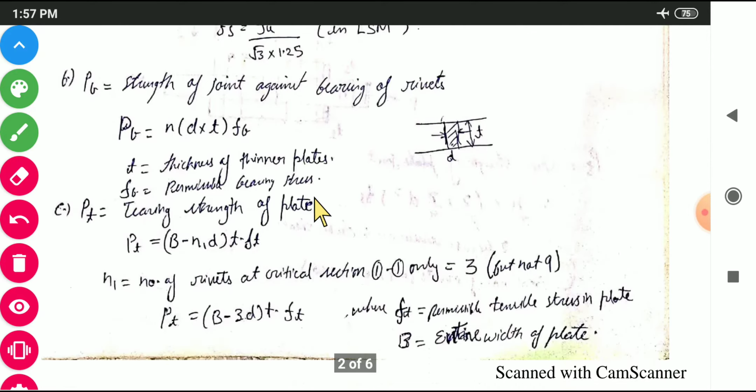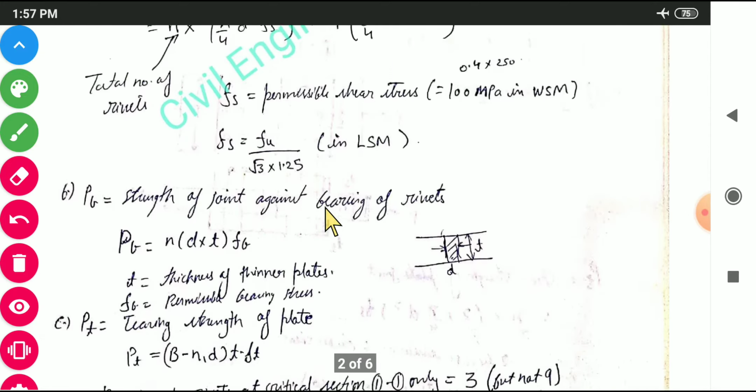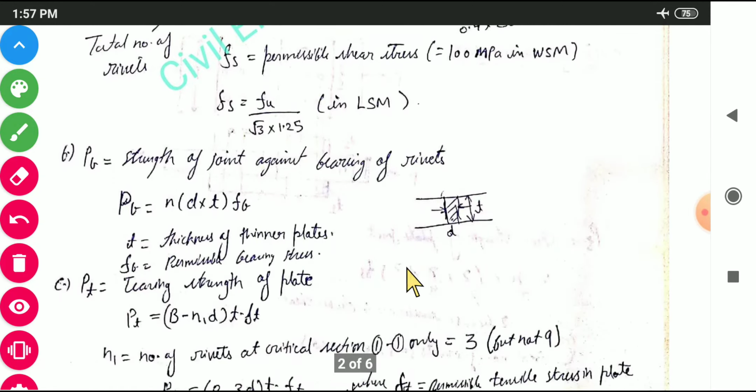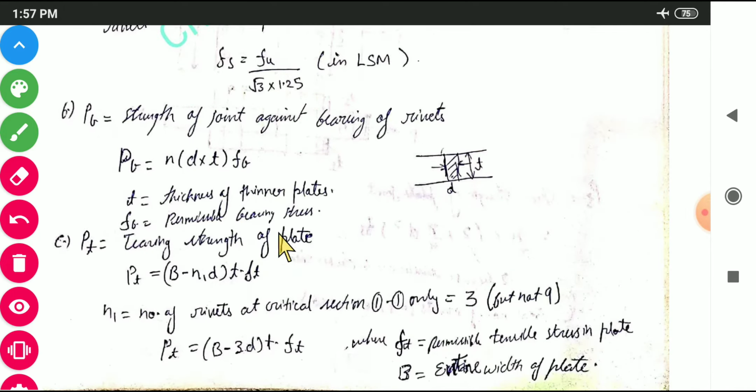Next we have PT, that is the tearing strength of a plate. Earlier we have seen the shearing strength of rivet and bearing strength of rivet. The third one is the tearing strength of plate. So here we'll be discussing the plate. Again this is force, so we'll be taking area into the stress. Here the area is taken as (B minus n1 d) times t, where t is the thickness of the plate and B is the width. I'll be showing you using the diagram how we are taking B minus n1 d. And Ft is nothing but the permissible tensile stress in plate.